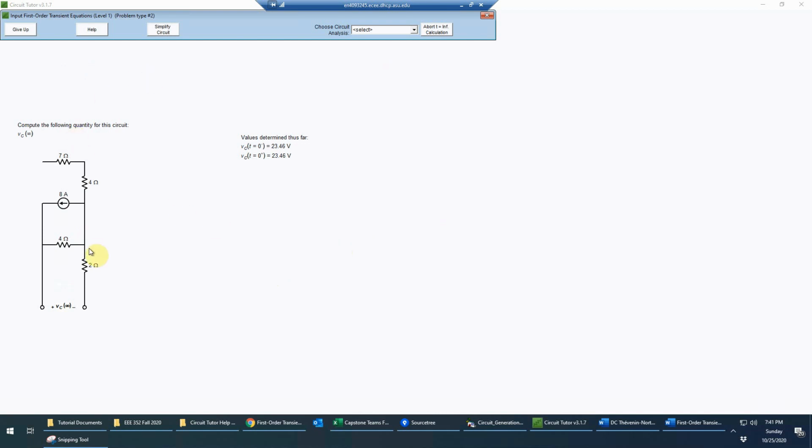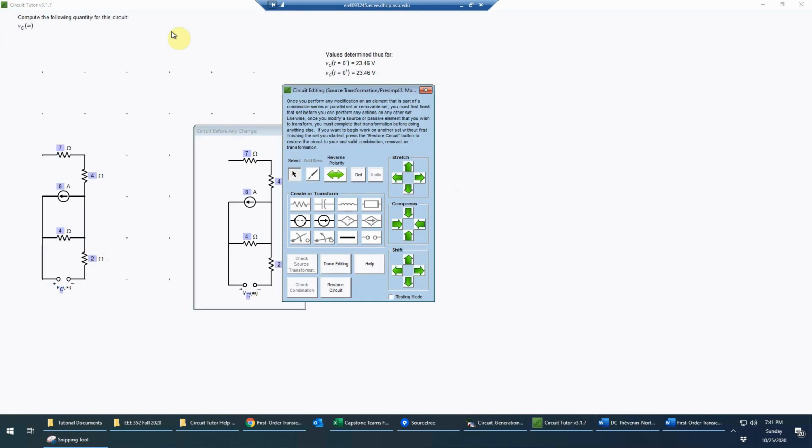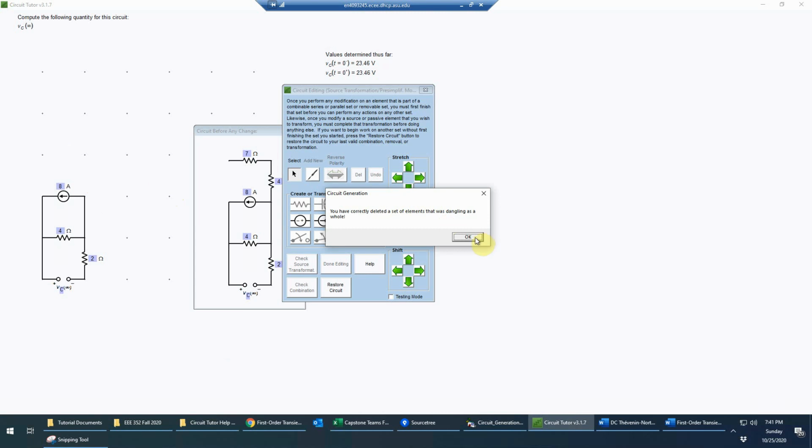And now I might like to simplify this just to make it easier to do the analysis. So one of the first things I notice here, going back into the simplification and source transformation mode, is that these two resistors are just kind of dangling off into space. They don't go anywhere, and there's no path for current to exist in those resistors. Charge can't flow through there because it has nowhere to go. So we can just get rid of those. They're not really contributing to the rest of the circuit in any way. So we'll just delete both of those, and it tells me that was the correct thing to do.